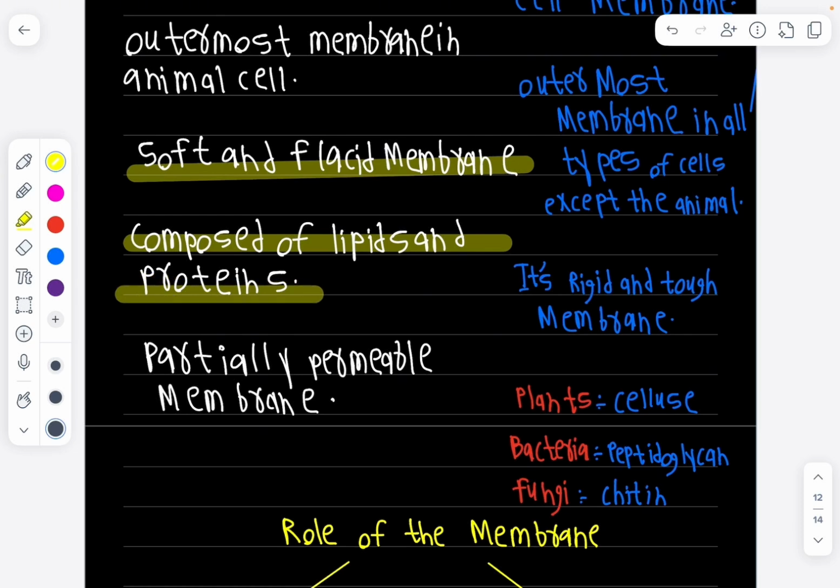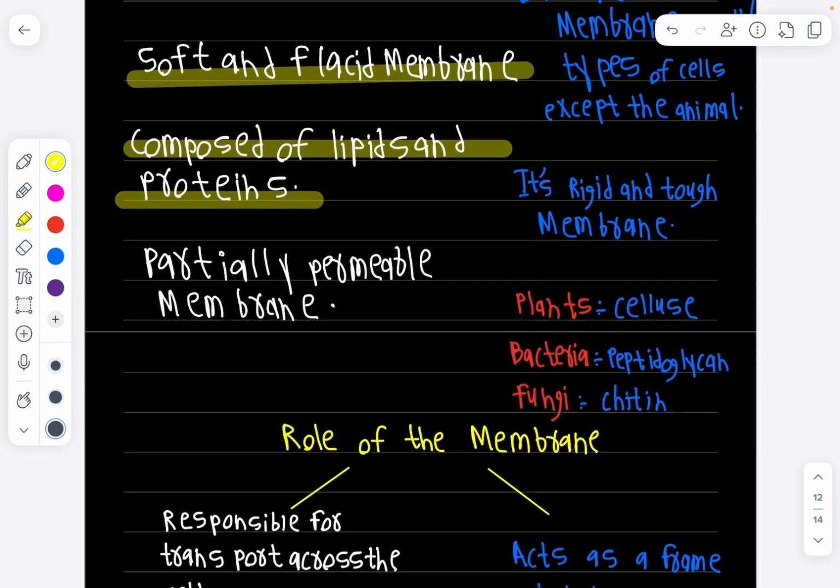You have to remember all of this, as you can be asked about it. Then we are going to talk about this in more detail. The partially permeable membrane. The cell membrane is a partially permeable membrane.